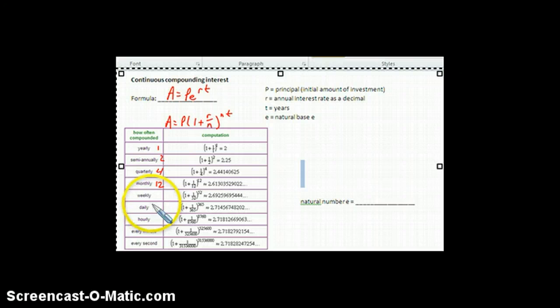And this is if we're going to be compounding much more often. If it's weekly, it's 52, because there's 52 weeks per year. So we notice we change to 52 and 52. We get that 2.69. If it's daily, that's 365.